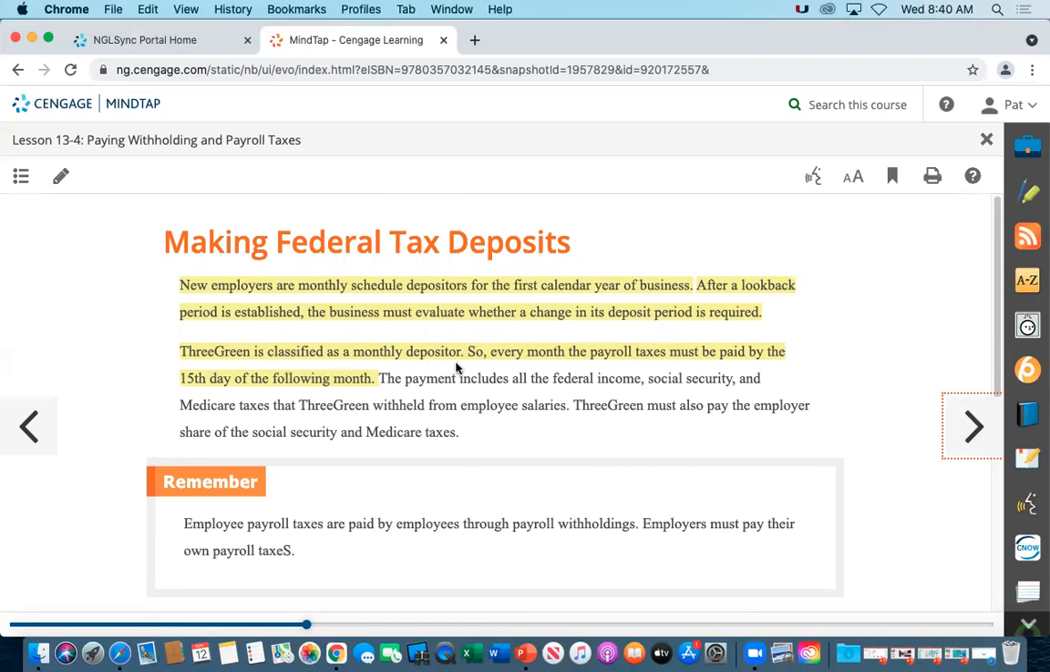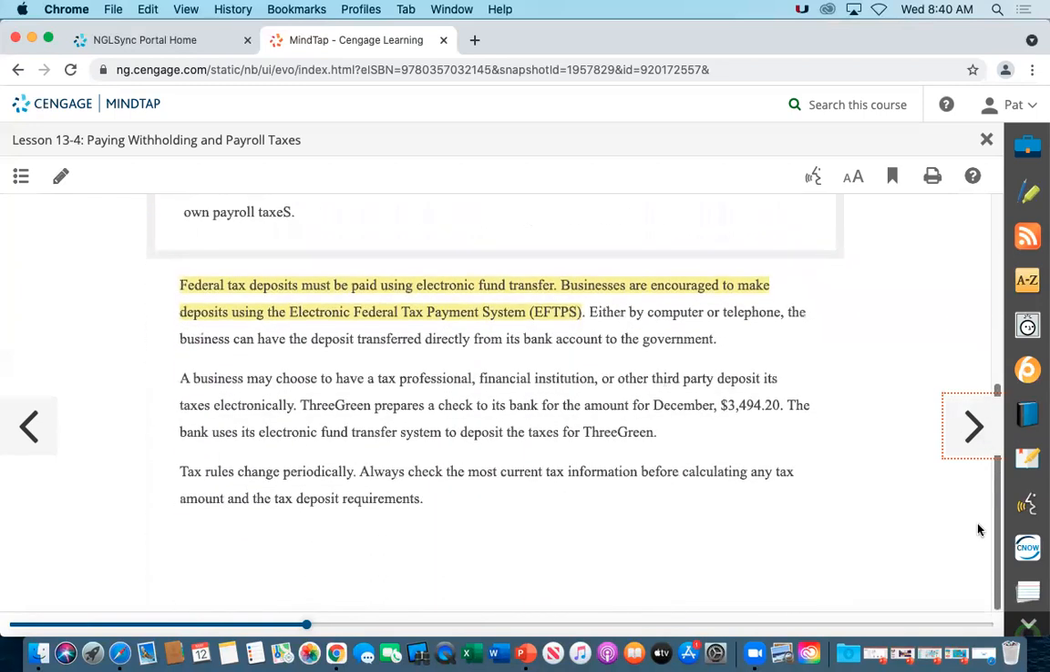Three Green, like we just mentioned, is going to be a monthly depositor, so we'll pay on the 15th of the next month. This is all just talking about how you should get a professional to help look at your taxes, make sure that you're doing things correctly. You don't want to be cutting corners and shortchanging the government on taxes. And we have mentioned EFTs before, electronic funds transfer payment system. This is EFTPS, a payment system.